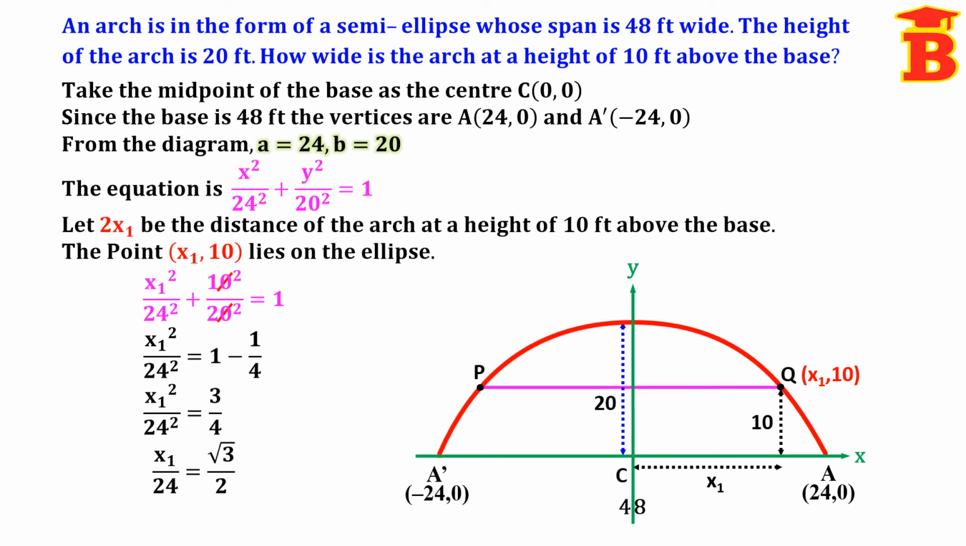And see that we have to find 2x1. So already we mentioned that we have to find 2x1. Just cross multiply this, we can get 2x1. So this 2 cross multiply, on the left side we get 2x1 equal to 24 root 3 feet. And this is the answer. Thanks for watching.